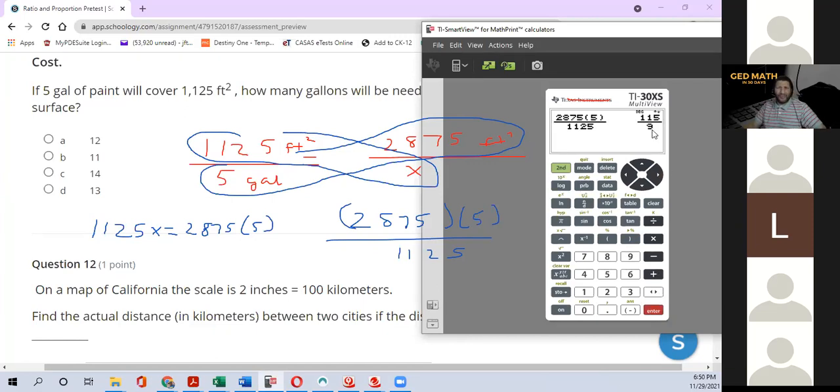Now, what? That's an improper fraction. How do I change that to a decimal? Knowing your calculator, hit those double arrows, you get 12.77. Look at that.